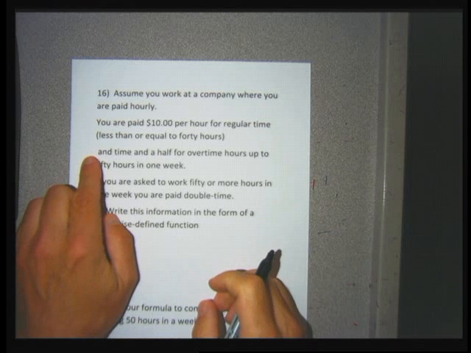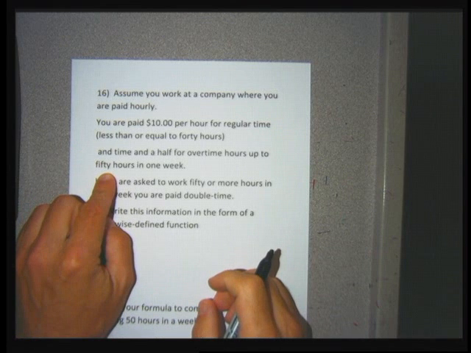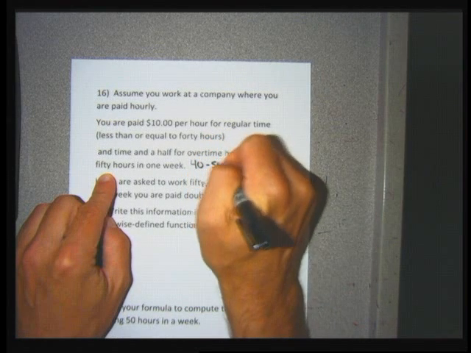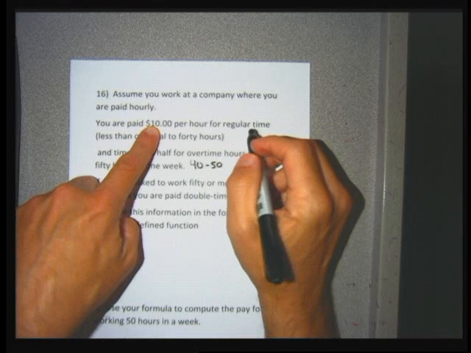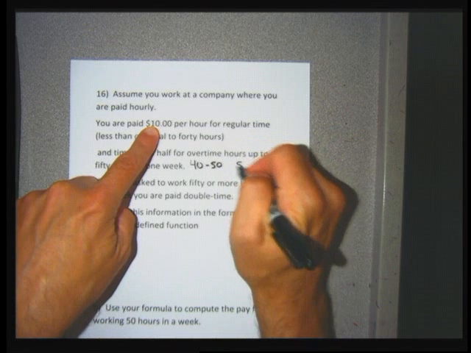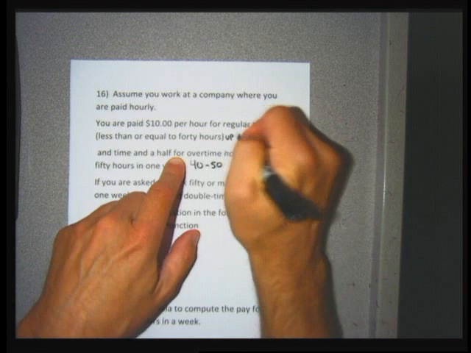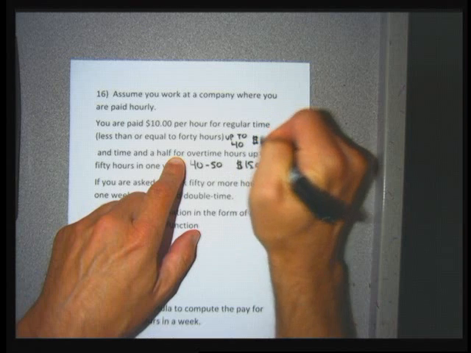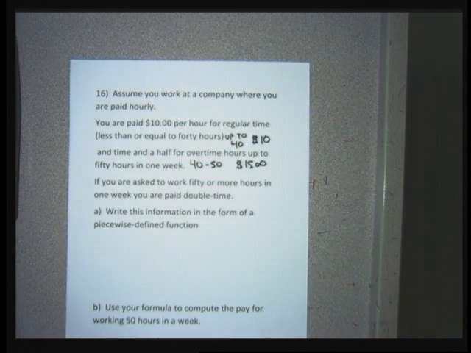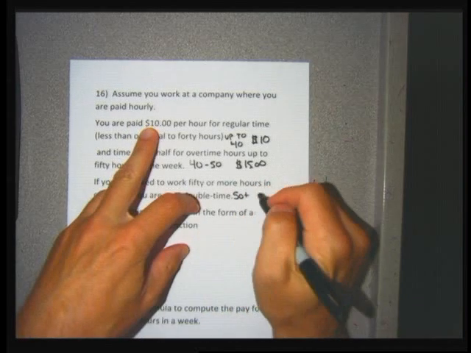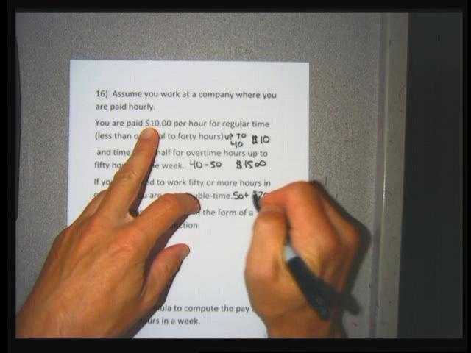Between 40 and 50 hours a week, you get time and a half. Those hours are time and a half, which is 50% more, so $15 per hour. So this says for up to 40 hours, you're making $10 an hour. If you work between 40 and 50 hours, those hours are at $15 an hour. And if you're over 50 hours, you get double time, and double $10 is $20 an hour.